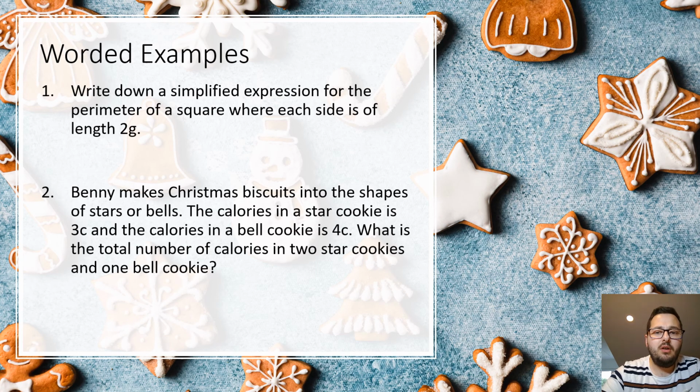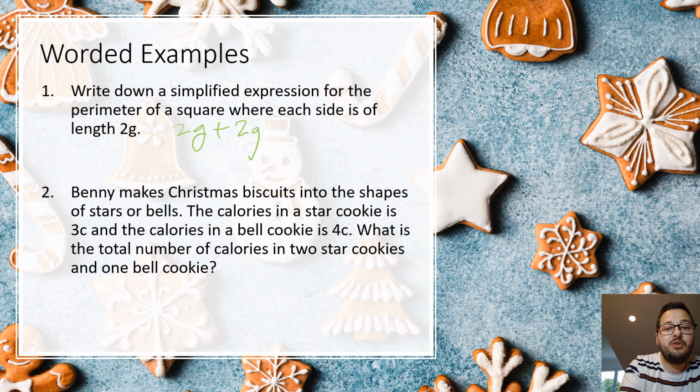So finally, let's just do a couple of worded examples. So number one, again, have a go at these if you fancy it. It says write down a simplified expression for the perimeter of a square where each side is of length 2g. Well, a square has 4 sides, so there's 2 ways of doing this. So you could do 2g plus 2g plus 2g plus 2g.